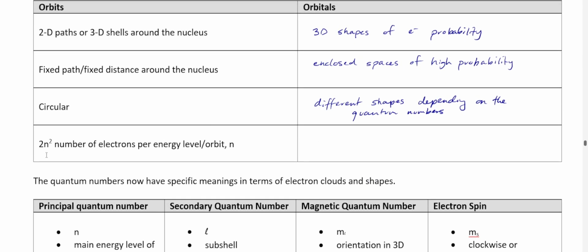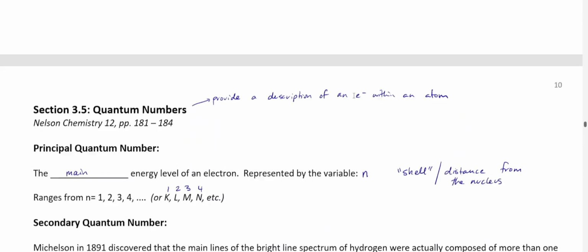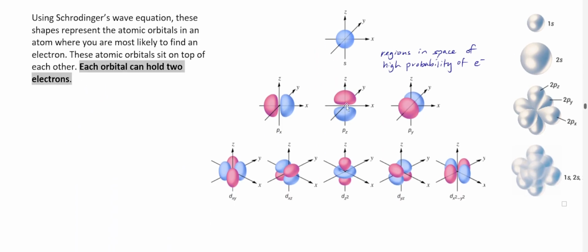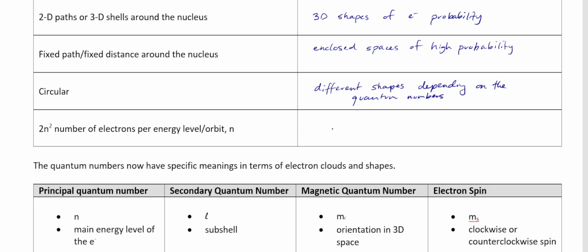In orbit, we say that there are 2n² electrons per energy level, or per orbit, right? So in the first energy level, when n is equal to 1, we can only contain 2 electrons. In the second energy level, we can contain 8 electrons. And in the third energy level, we can contain 18 electrons. In orbital, each of these shapes only contains 2 electrons. Okay, so we're going to scroll back down to that table. So an orbital can only have 2 electrons per orbital.